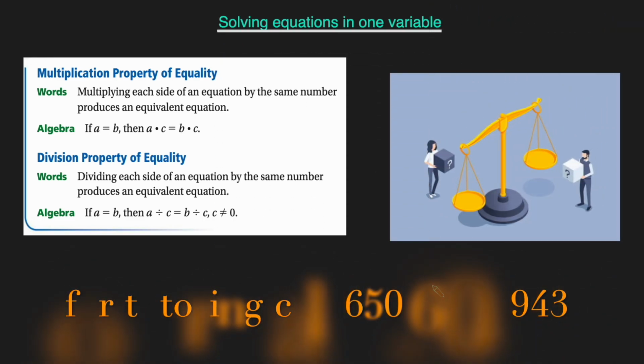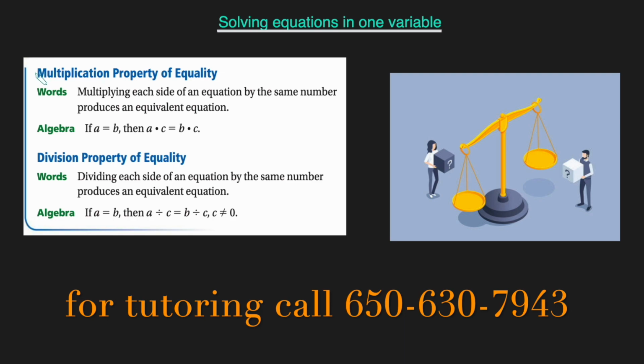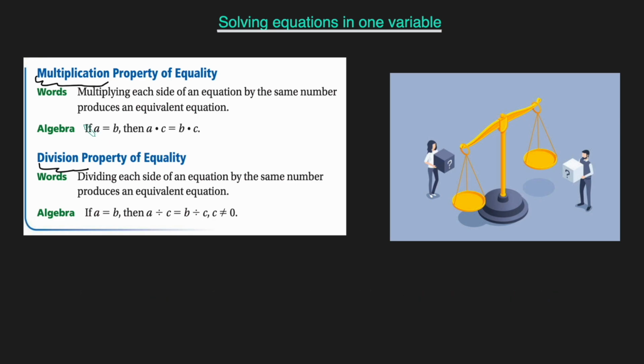The second set of properties are the multiplication property as well as the division property. In the same manner, if we have two numbers or two variables, a and b, with an equal sign between them, a equal to b, and we multiply by a number c on the left, then we have to do the same thing to the right. Same thing with the scale. If we take 2 times the weight from this side and add it to the scale, we have to take 2 times the same weight and add it to this side in order to keep it equal.